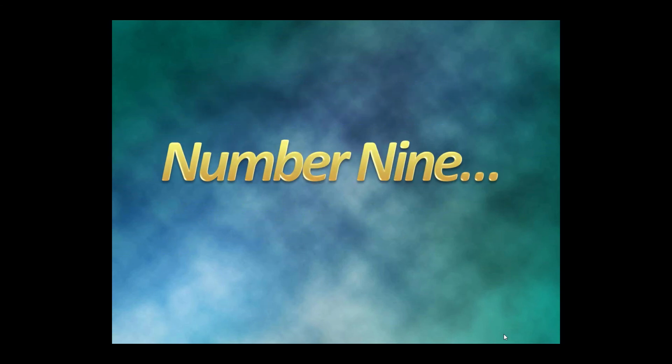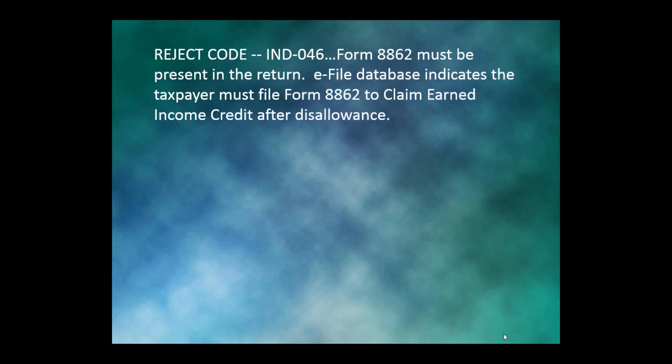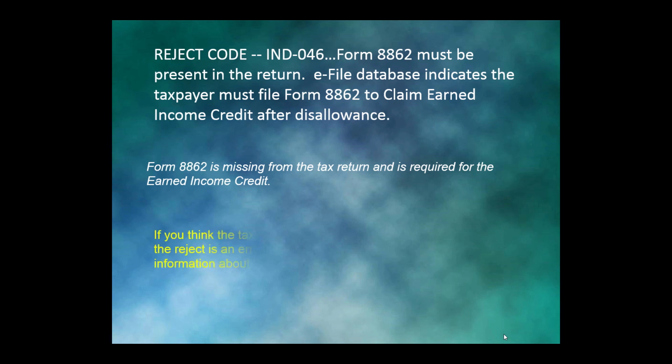Reject number 9. Reject code IND-046. Form 8862 must be present in the return. The e-file database indicates that the taxpayer must file Form 8862 to claim earned income credit after disallowance. In other words, Form 8862 is missing from the tax return and is required for the earned income credit.